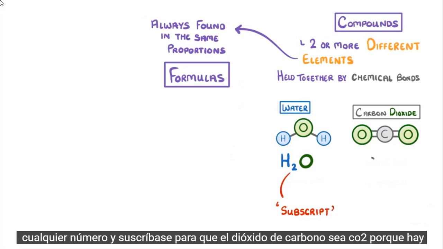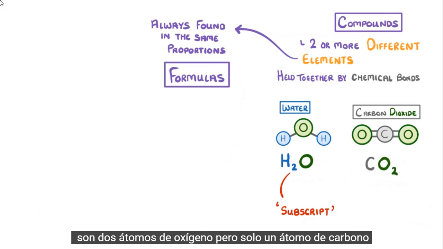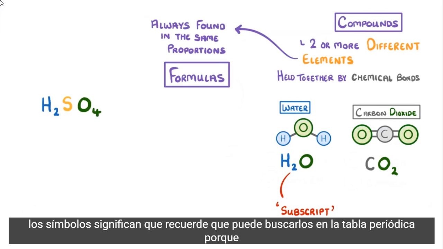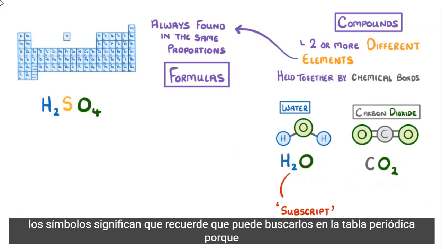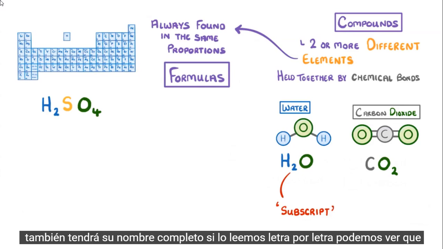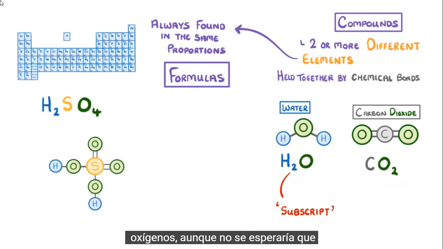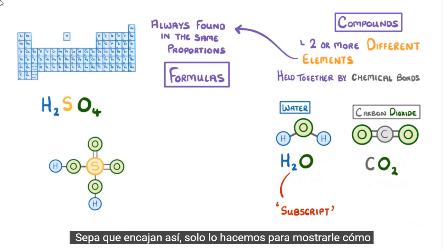So carbon dioxide is CO2, because there are two oxygen atoms, but only one carbon atom. A more complicated example is H2SO4. And if you're ever not sure what any of the symbols mean, remember you can just look them up on the periodic table, because it will also have their full name. If we read it letter by letter, we can see that each molecule of sulfuric acid contains two hydrogen atoms, one sulfur, and four oxygens. Although you wouldn't be expected to know that they fit together like this, we're just doing it to show you how it works.